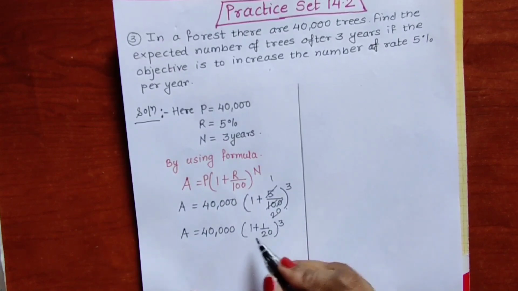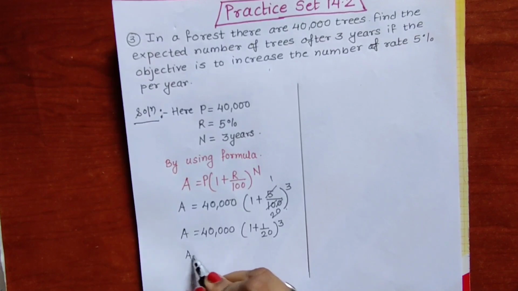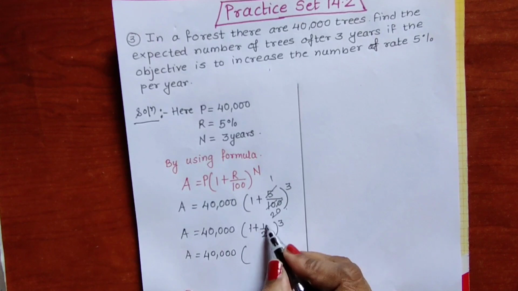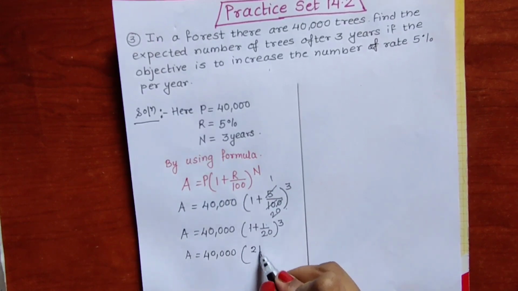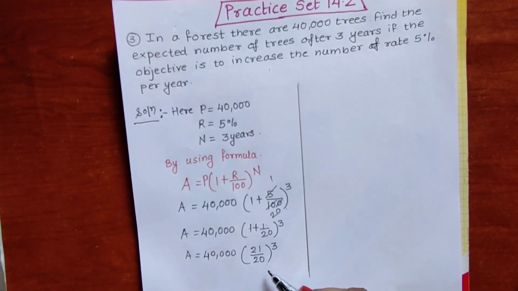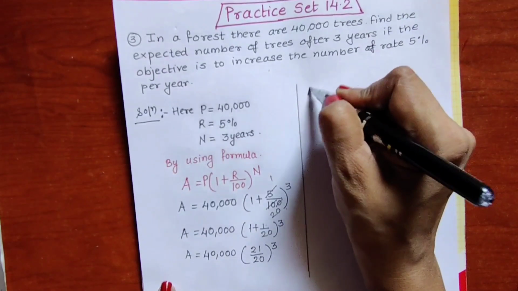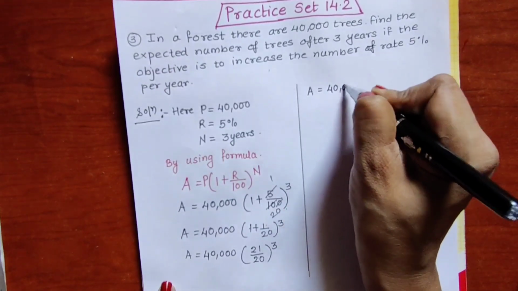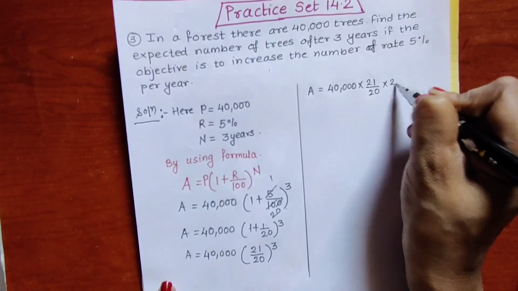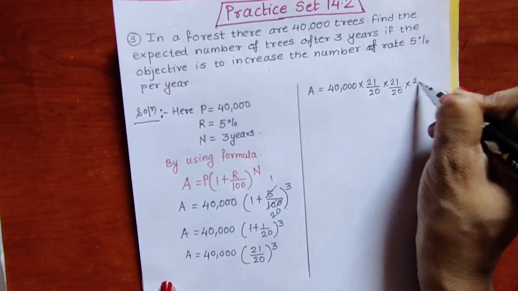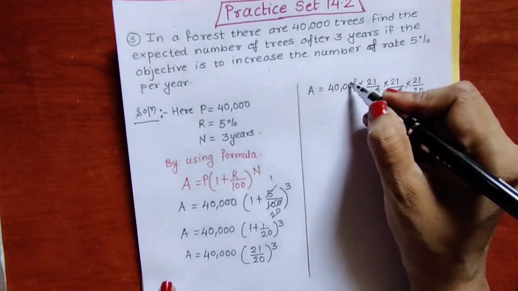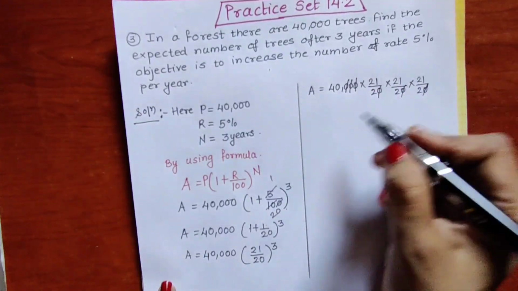Now 1 plus 1 upon 20 means we have to cross multiply here. So 1 into 20 is 20, 1 plus 20 is 21, upon 20 cubed. Now cube means the same number we have to write 3 times multiplied by itself. So A is equal to 40,000 into 21 upon 20 into 21 upon 20 into 21 upon 20. Now the 0 cancels with 0, the second 0 with the second 0, the third 0 with the third 0.